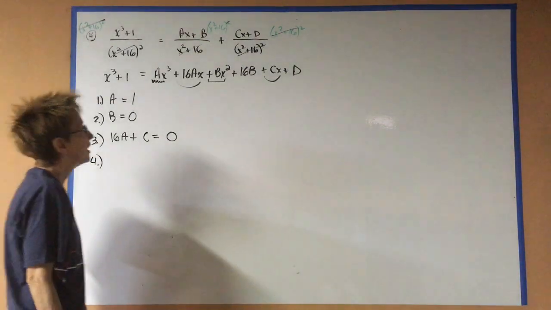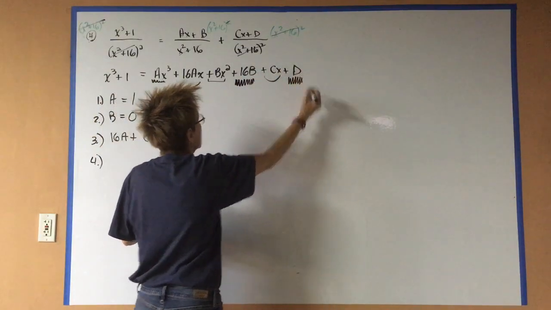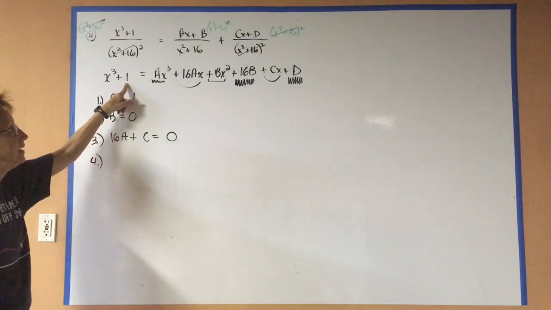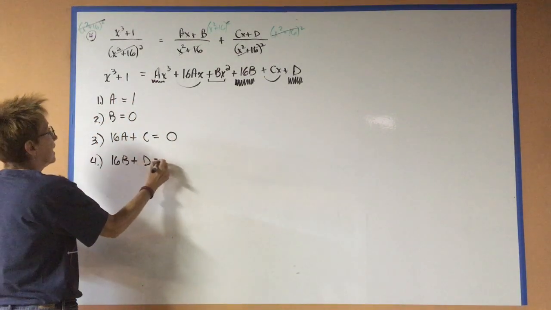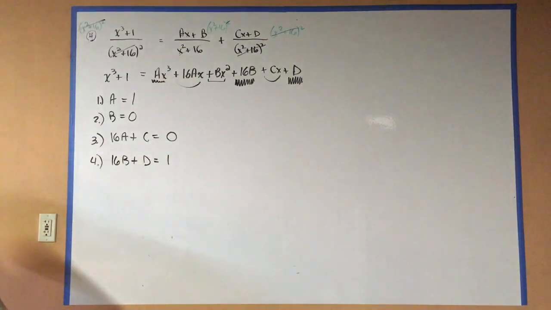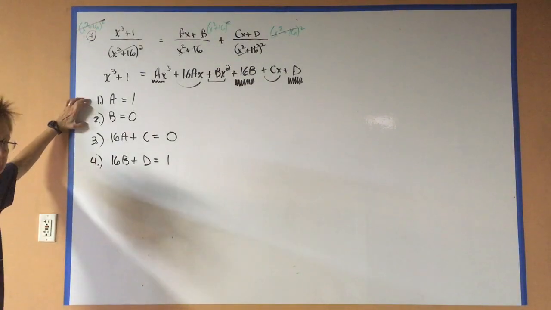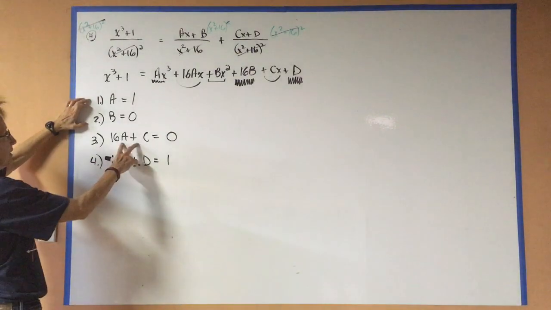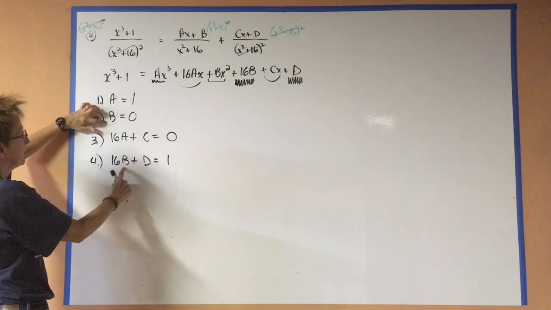And then the last one is the constant. So here's a constant, no x, and here's a constant, no x. And there is a constant here, no x, it's a 1. So that means 16b plus d has to equal 1, and 16a plus c has to equal 0. But here we know what a and b are. So I don't really have a system that I have to solve, because this one, I can plug in the a and figure out the c, and this one, I can plug in the b and figure out the d.